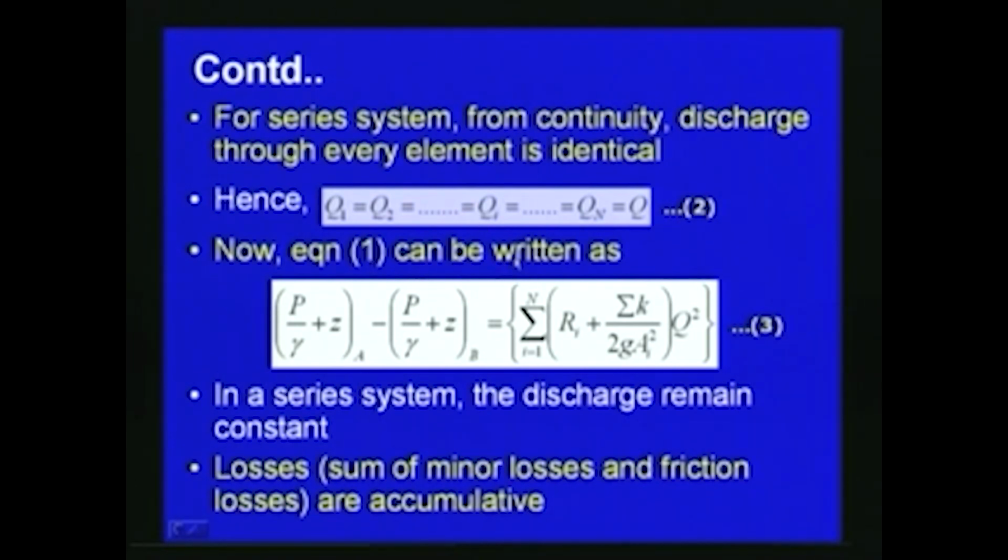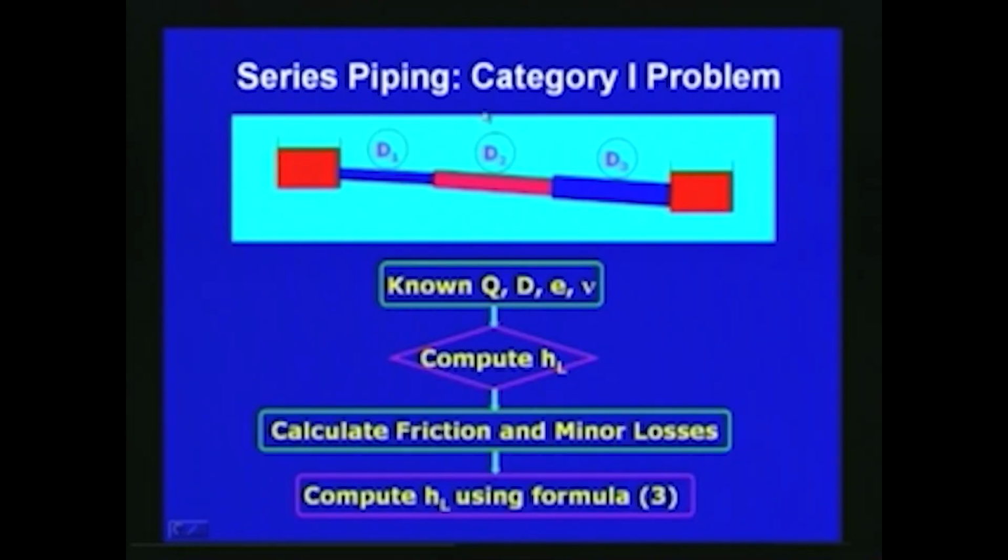Now, with respect to equation 1, we can write P by gamma plus Z at A minus P by gamma plus Z at B is equal to sigma i equals 1 to n of R i plus sigma k by 2 g A i square, into Q square. Since the discharge is the same, instead of Q i we can write Q, so it is Q square, as in equation number 3. So, in a series system the discharge remains constant, and the losses, the sum of minor losses and friction losses, are accumulative. As you can see, we are summing up from i equals 1 to n, adding the minor losses and the major friction losses, so that we get the equation as in 3.